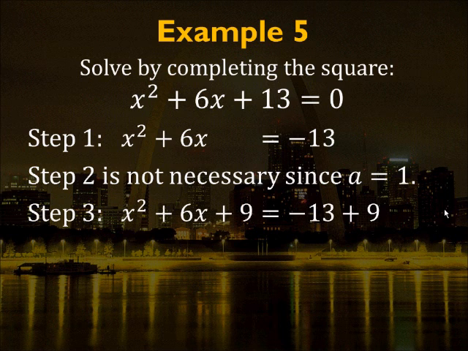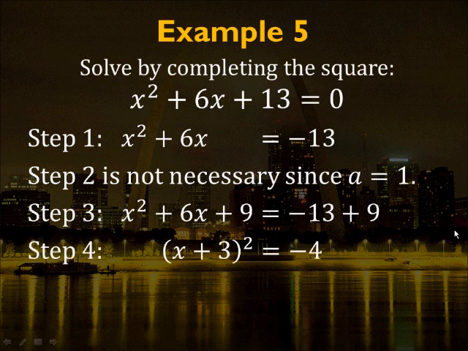Step 3 tells you to take b divided by 2a and square it. So a is 1, and 6 is the b term. 6 divided by 2 is 3. Square 3 and you get plus 9. Now you're going to add plus 9 to both sides of the equation.